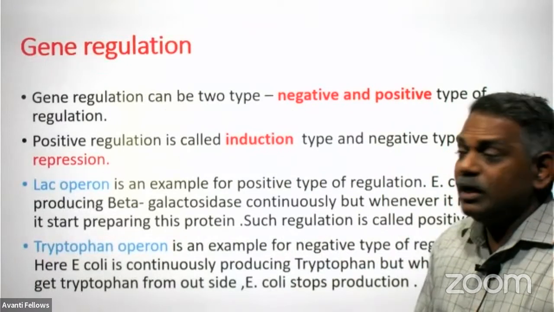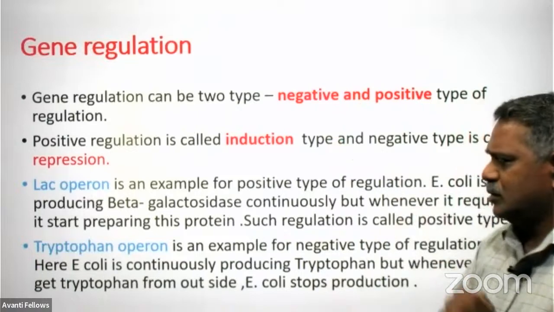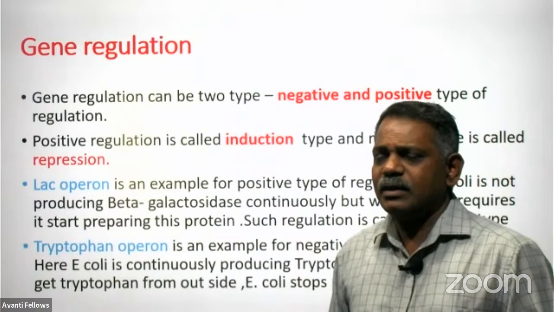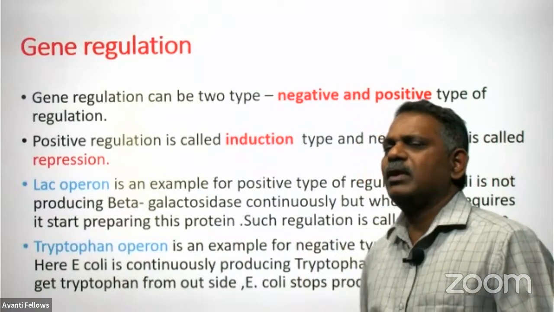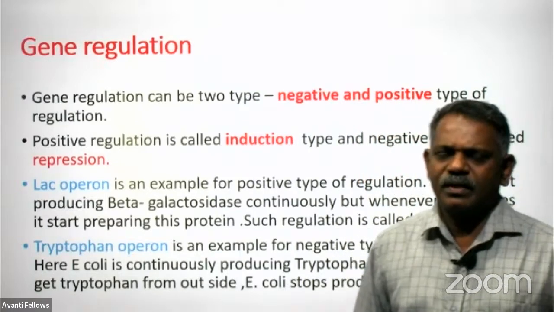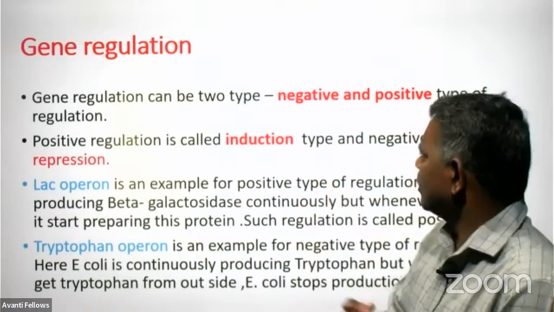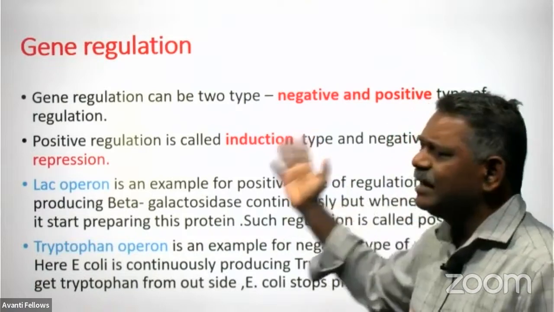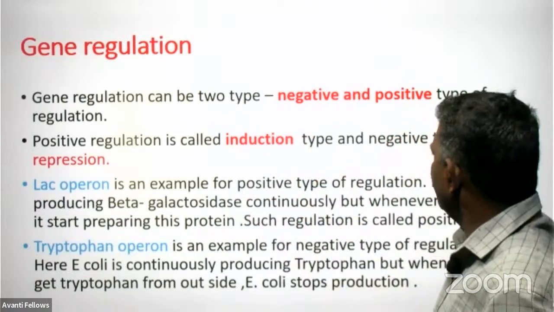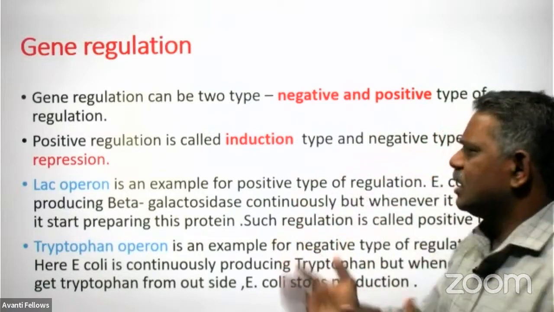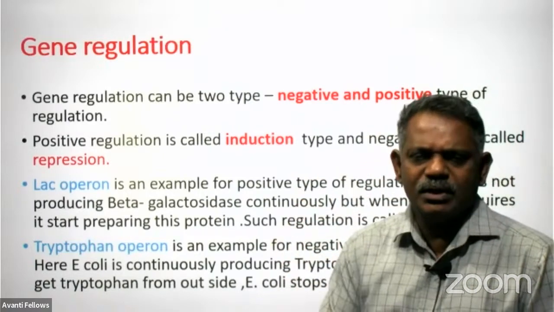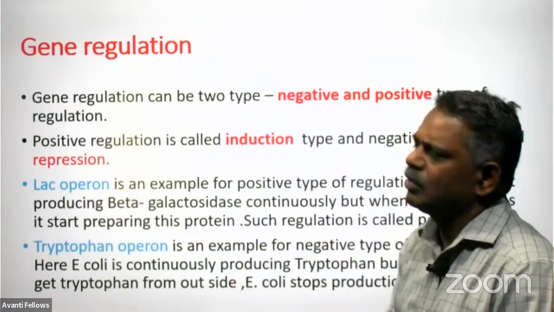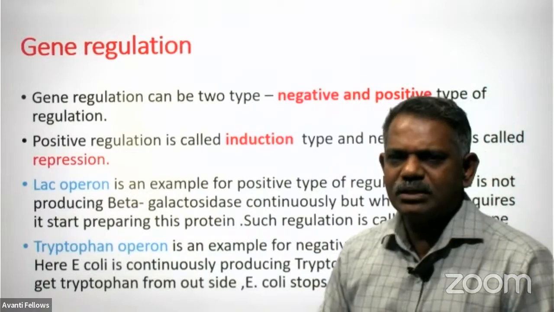And gene regulation in an individual occurs mainly in two ways. One is a positive way of gene regulation, and another one is what? The negative way of gene regulation. What is the positive way of gene regulation? This positive way of gene regulation is called what? The induction. And the negative way of gene regulation is called what? The repression. So with two examples, I can develop this negative and positive way of gene regulation. Just now I told you about this what?